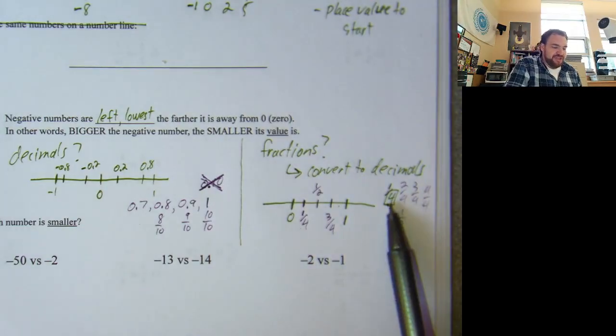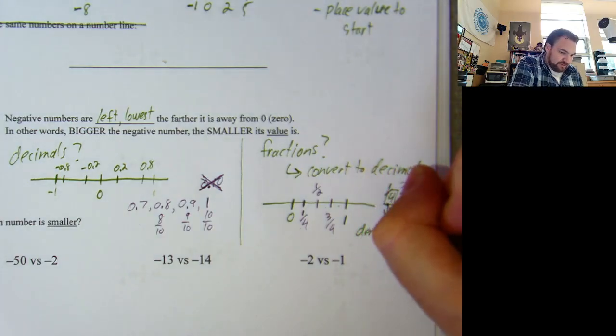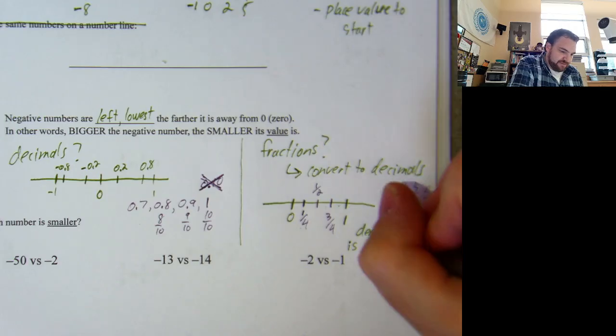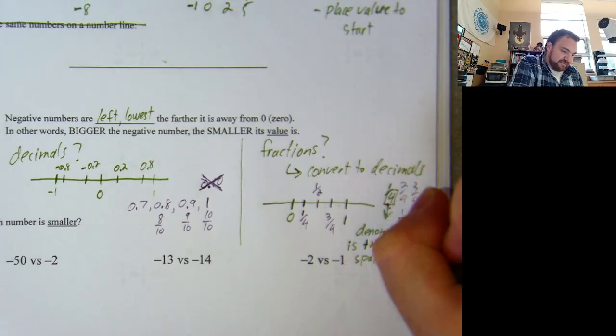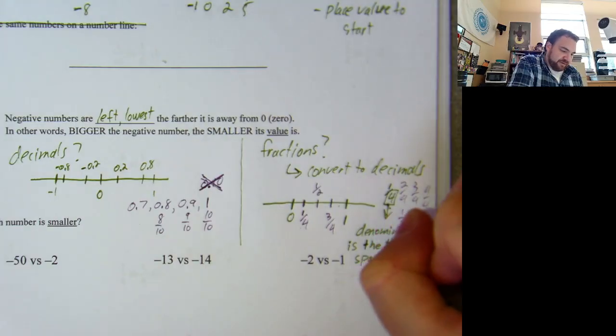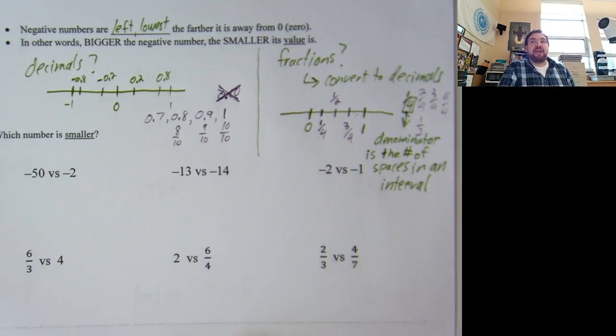So the denominator, it's important to recognize here, the denominator is the number of spaces in an, I'll say, interval. We'll say it that way. And so then you can break it up. And I'll show you what I mean down here with the 2/3 versus 4/7. There's another way to deal with fractions.